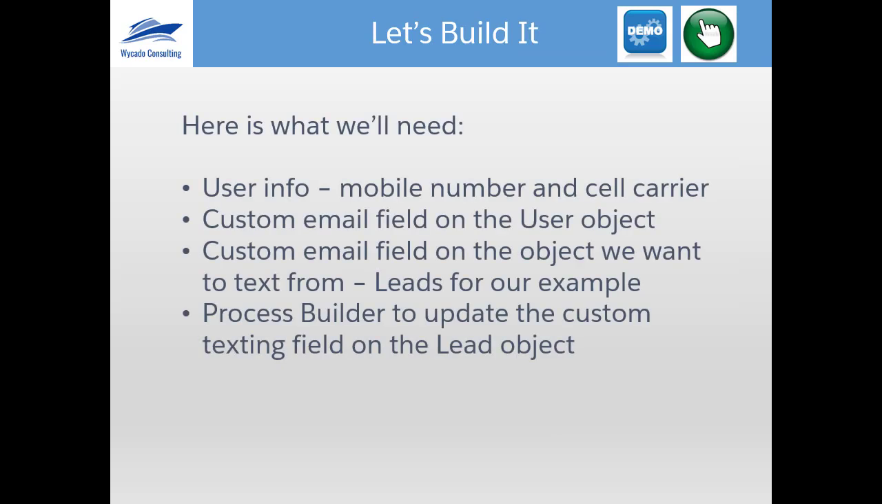Here's what we'll need. You already have your user info, you know their mobile number, and you know their cell carrier. We're going to create a custom email field on the user object. We're going to create a custom email field on the object we want to text from, leads for our example. And we're going to use Process Builder to update the custom texting field on the lead object.